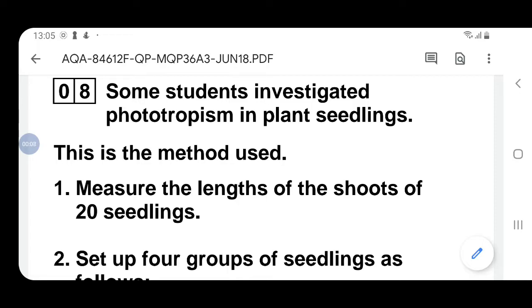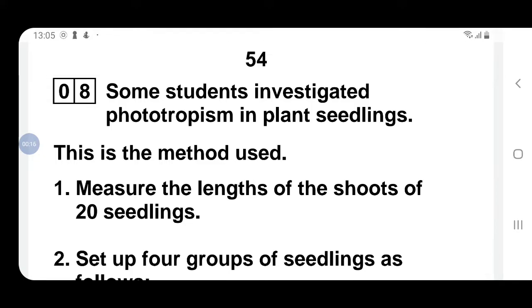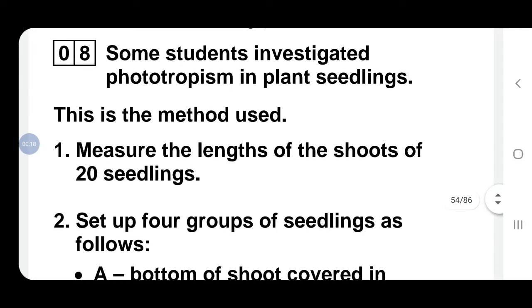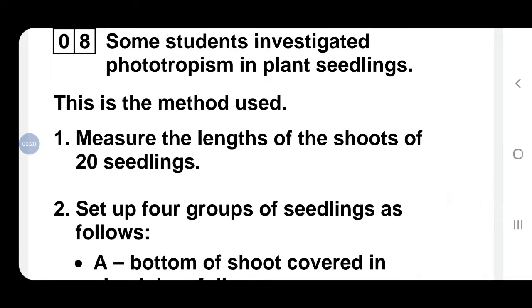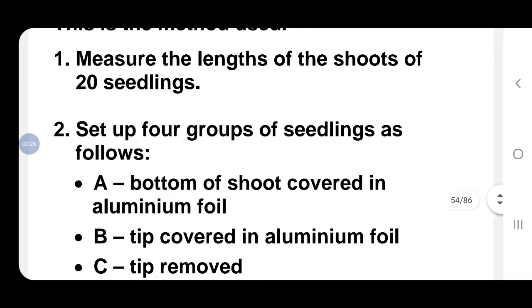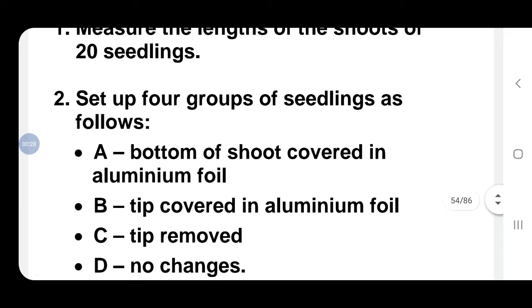A GCSE Biology 2018 question paper. So let's get started. Some students investigated phototropism in plant seedlings. This is the method used: measured the lengths of the shoots of 20 seedlings. Set up 4 groups of seedlings as follows.